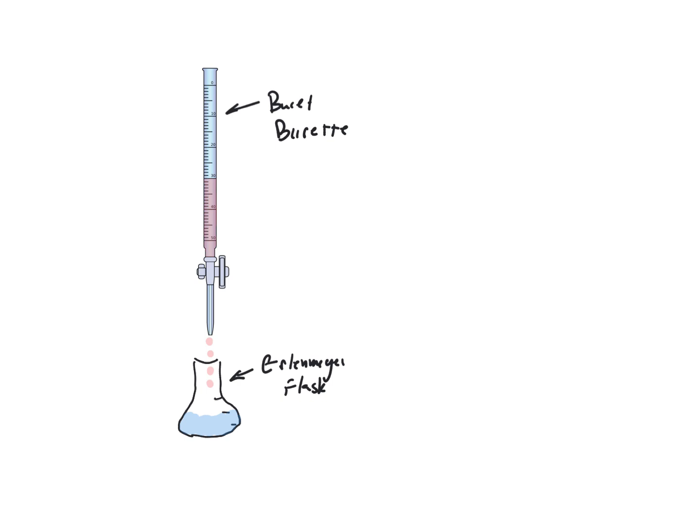The liquid there, the solution that's in our burette, is known as the titrant, and this is at a known concentration and volume. Down here we have the analyte. This is our unknown, at an unknown concentration.